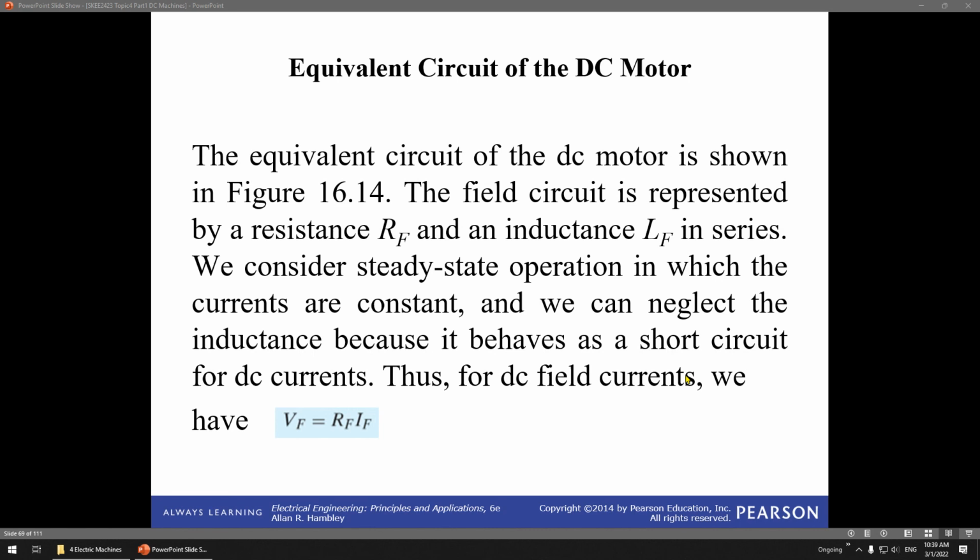That's it for today. We will continue tomorrow with the equivalent circuit of the DC motor. So this is more towards the calculation.